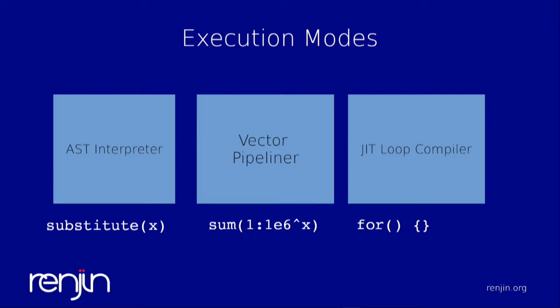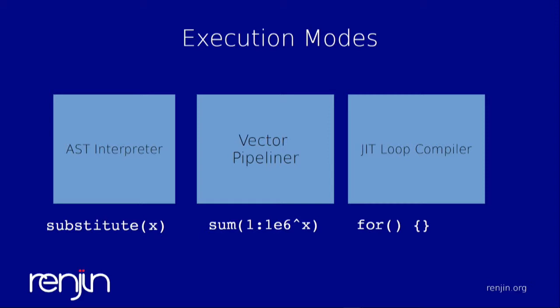And one of the nice properties of renjin as an interpreter for R code is that it has different ways of working with different kinds of R code. At the base there's just a very plain, simple AST interpreter, which is a lot like GNU-R, which can handle, or is supposed to handle, everything in the R language. So all of the wonderfully dynamic bits, that's how it handles it.